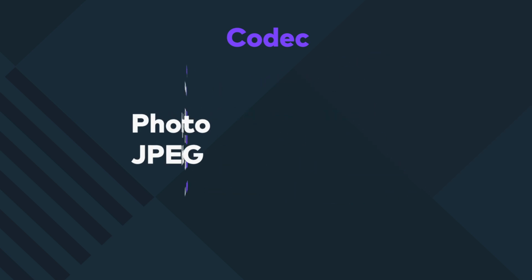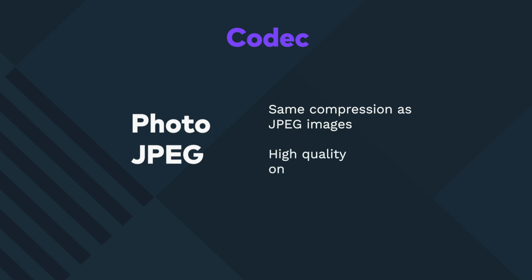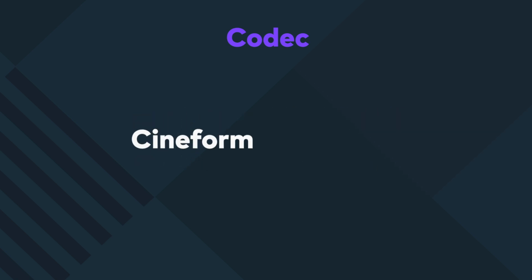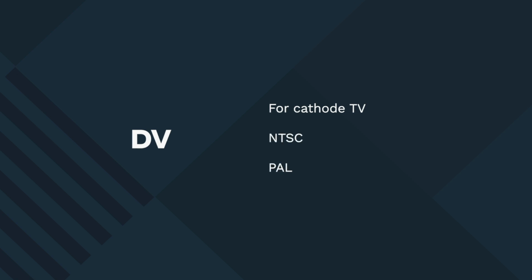The Photo JPEG codec will use the same type of compression of JPEG image files. It will maintain a good quality image, especially on a low frame rate. GoPro Cineform is designed for professional video editing with speed and quality, at the expense of a very high file size. The DV formats are made to export videos for cathode ray TV monitors. There's an NTSC and a PAL version available.